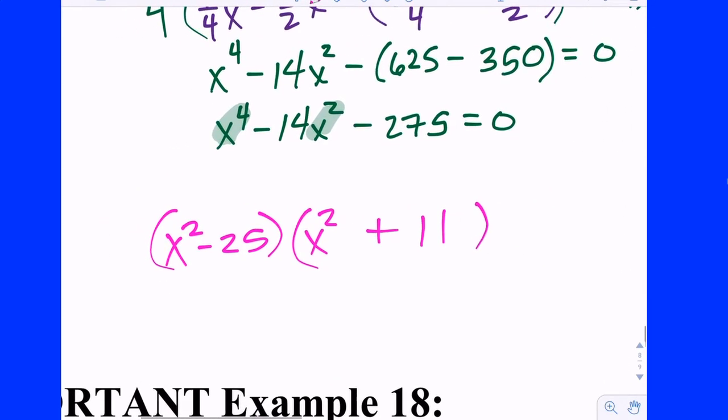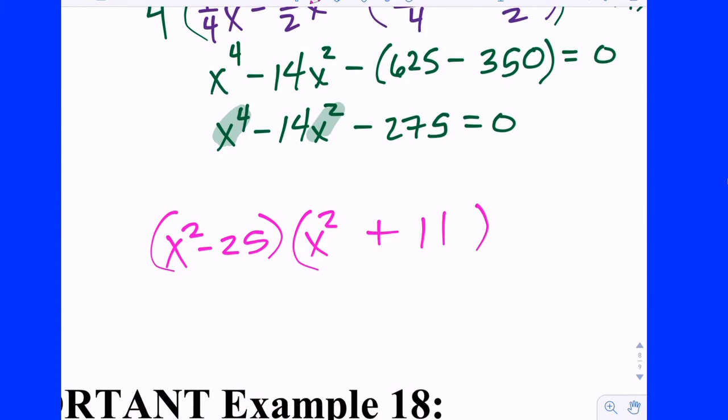Does that work? Negative 25 times 11 is negative 275. Yep. Negative 25x squared plus 11x squared is negative 14x squared. It works. So you keep it equal to 0. So you can either do it that way, or you can use synthetic division here. You'd have to write out your coefficients: 1, 0, negative 14, 0, negative 275. Synthetically divide out 5.